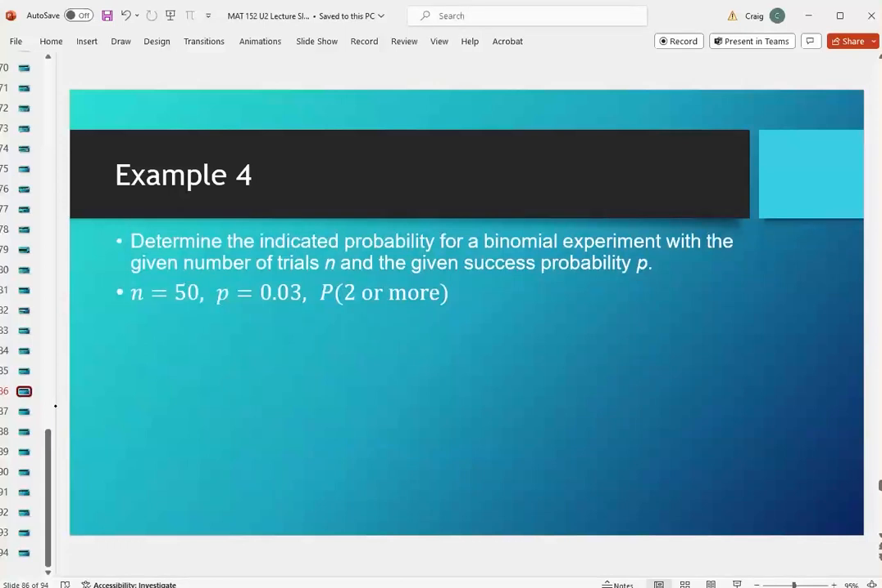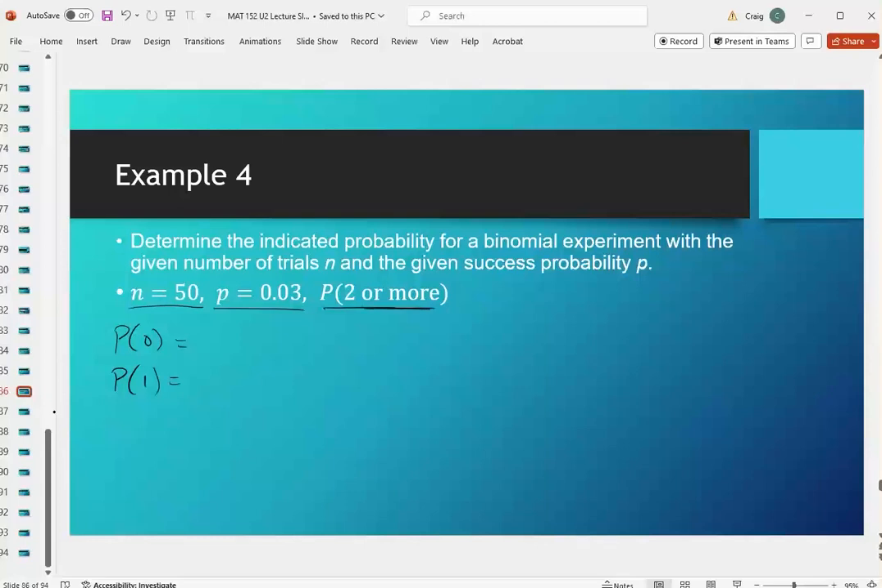Here we want to find the probability for, we're given 50 trials. Okay, the probability of success is 0.03 now. But we want to know what's the probability of 2 or more. Okay, well, we can't do it the way we did last time because we would have to calculate 48 different variables, right? But again, remember the total probability should equal 1. And so we still only need the probability of 0 and the probability of 1. And then we can subtract those from the total probability to find 2 or more.